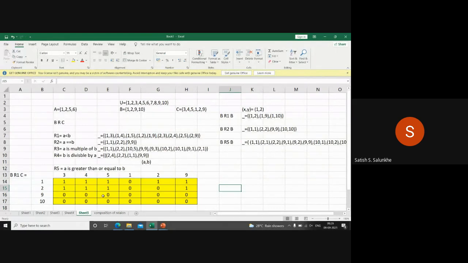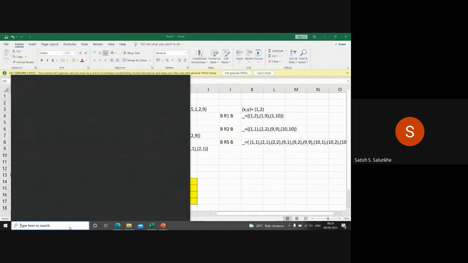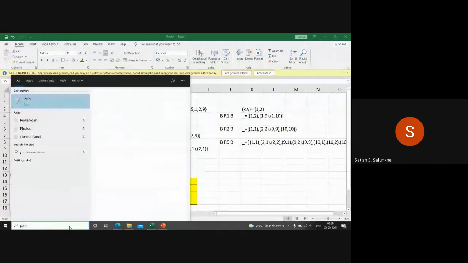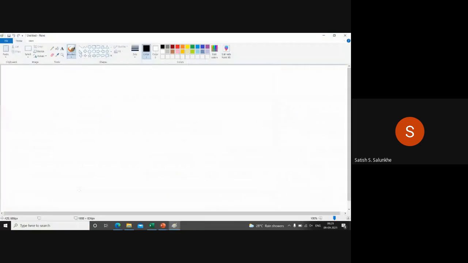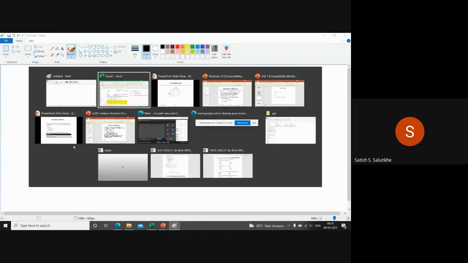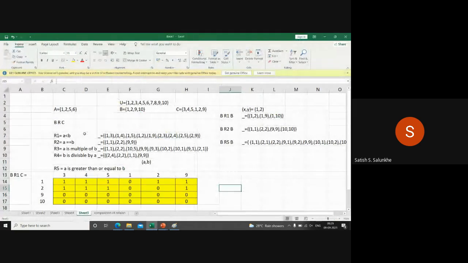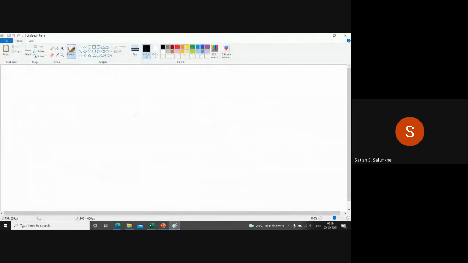So there is an alternative way to represent the same relation. This is just for your visual representation, nothing else. What is the alternative way to represent the relation? The alternative way is to have a graph. So in our case, we do have set C, set B.